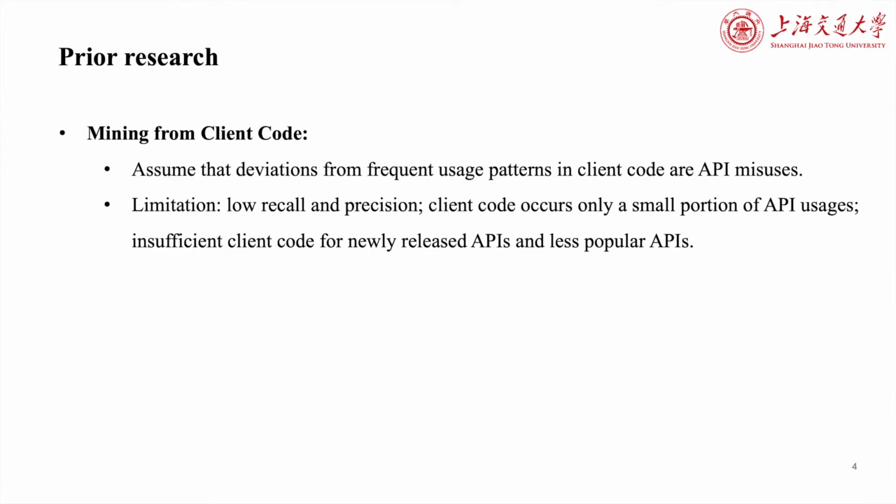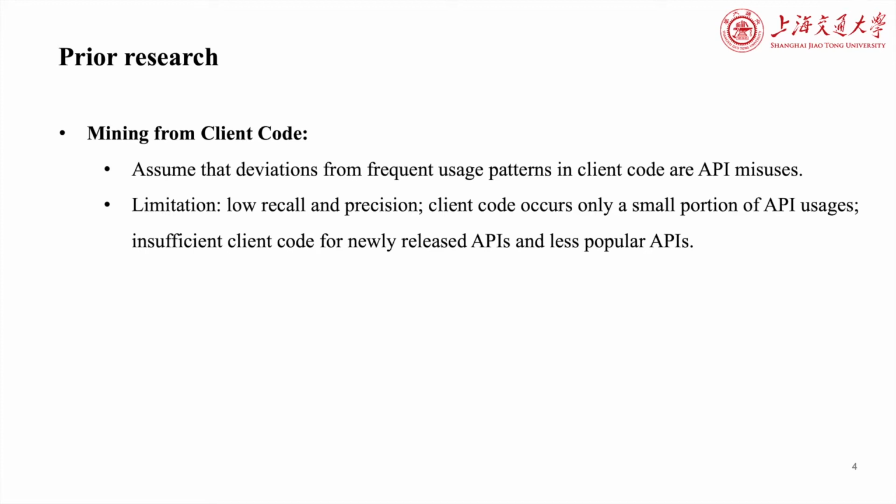In prior research, researchers mine API constraints from various sources to detect API misuses. The first ones mine API constraints from client code. They assume that deviations from frequent usage patterns in client code are API misuses. However, as client code typically only covers a small portion of API usages, they cause low recall and precision in detecting API misuses.